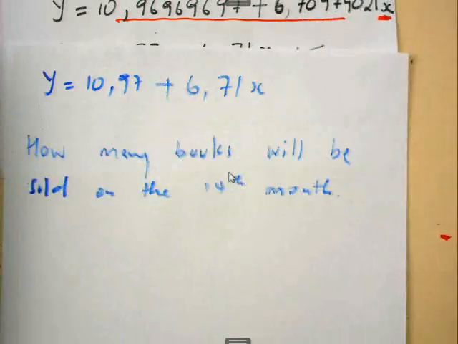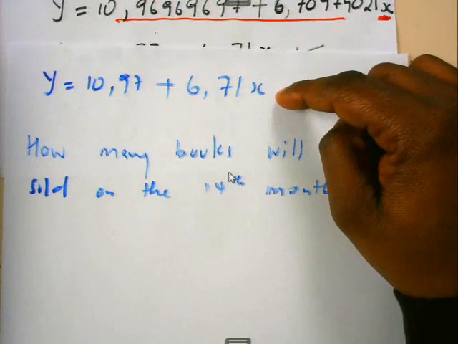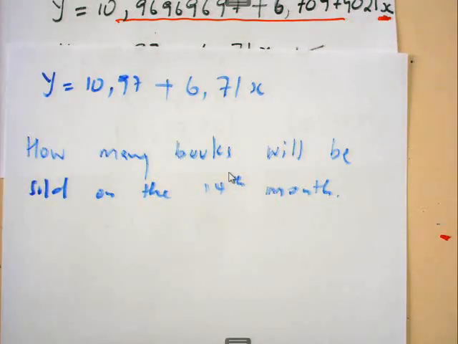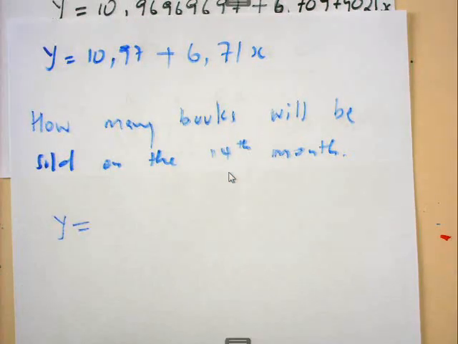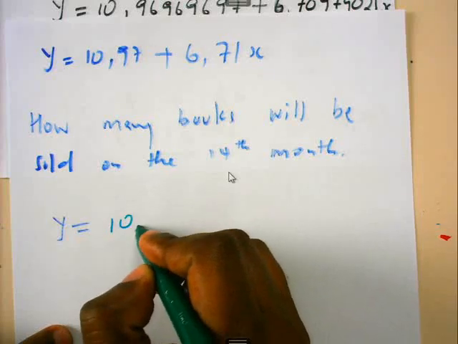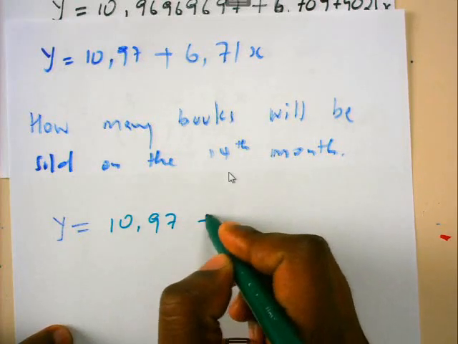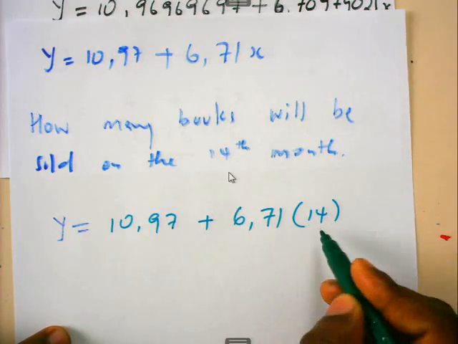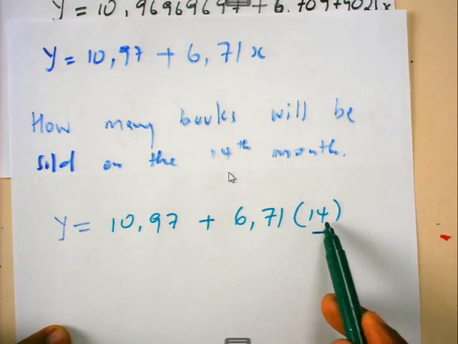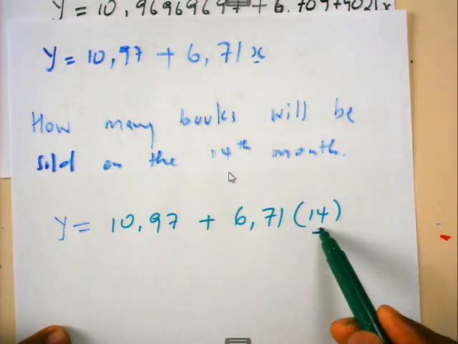But we can use the line now. Here is the equation of the line. We can use the equation of the line to predict about the 14th month. So it means we will have y is equal to 10.97 plus 6.71. We are looking for the 14th month. You see now for x, we are substituting x with the 14th month.